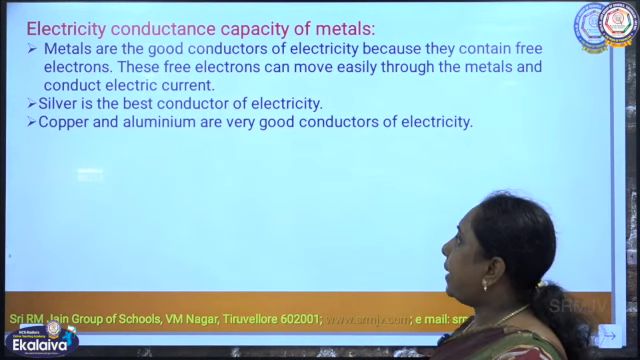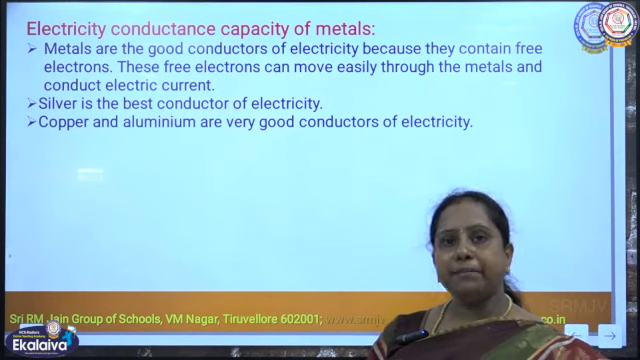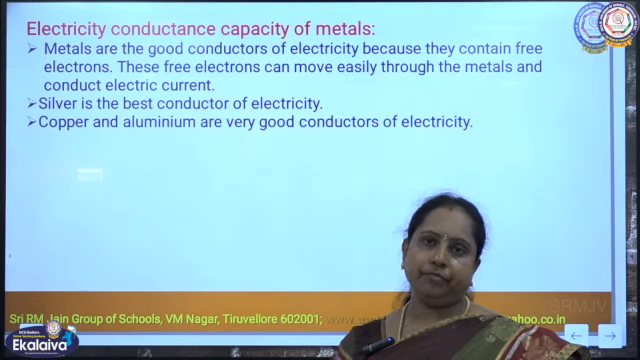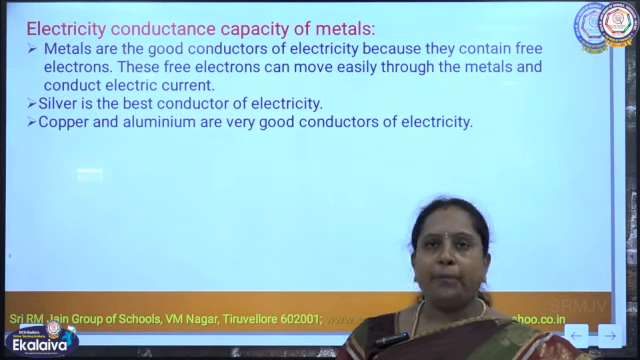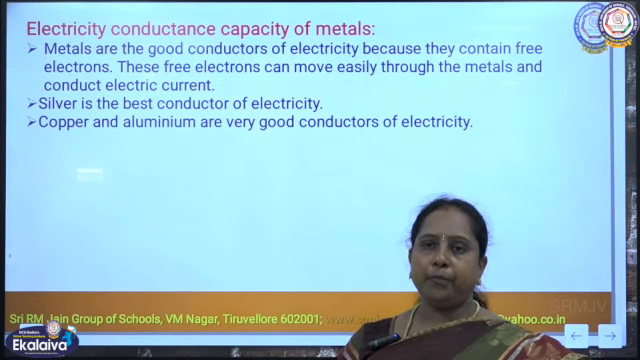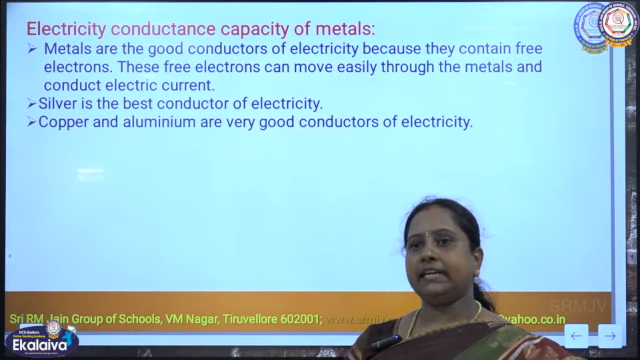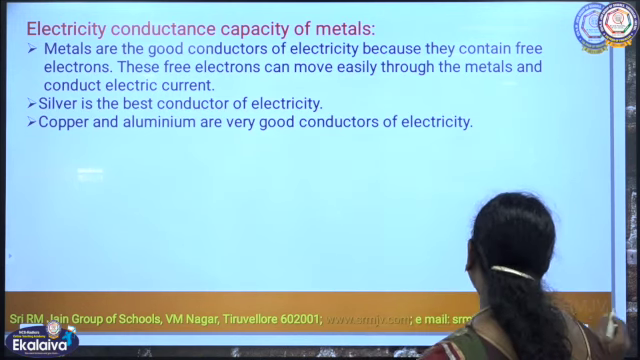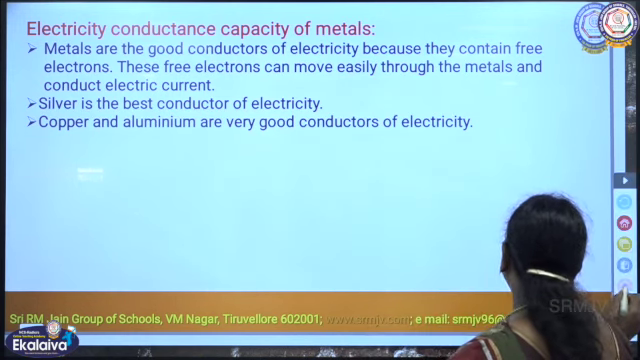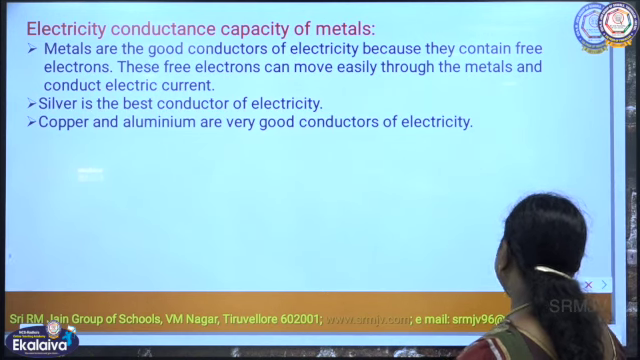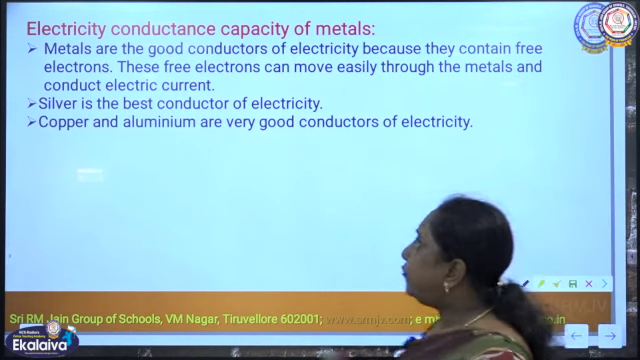Electrical conductance capacity of metals. Why can metals conduct electricity? What property do they have so that they can conduct electricity? If you check, they have free electrons, as I said.